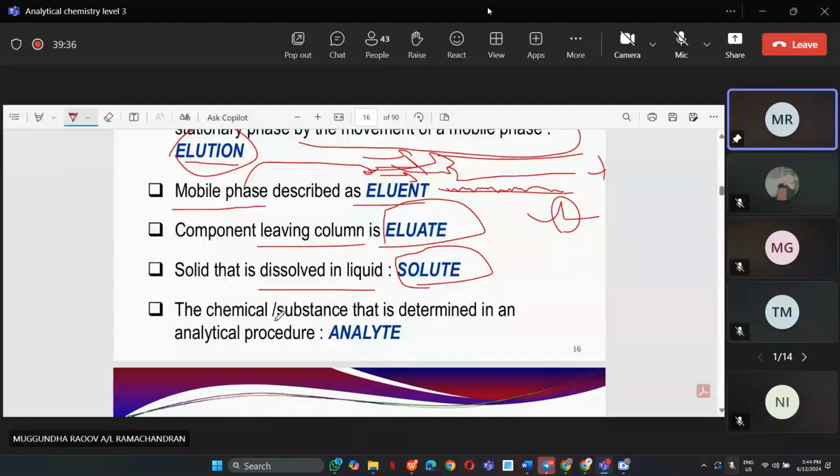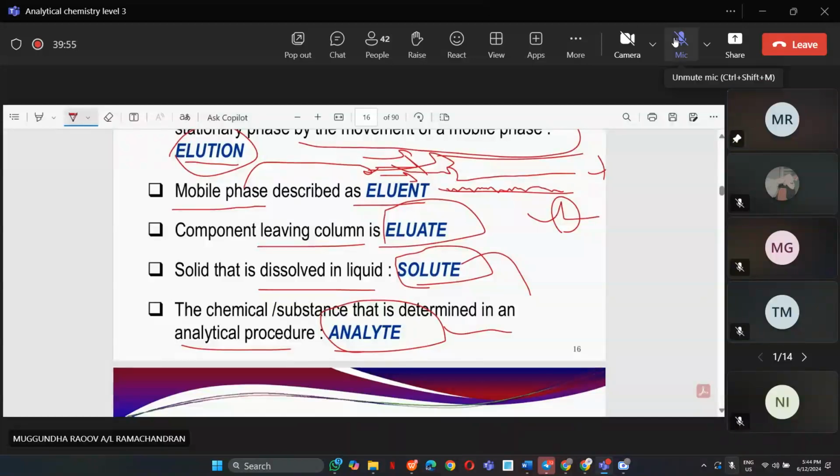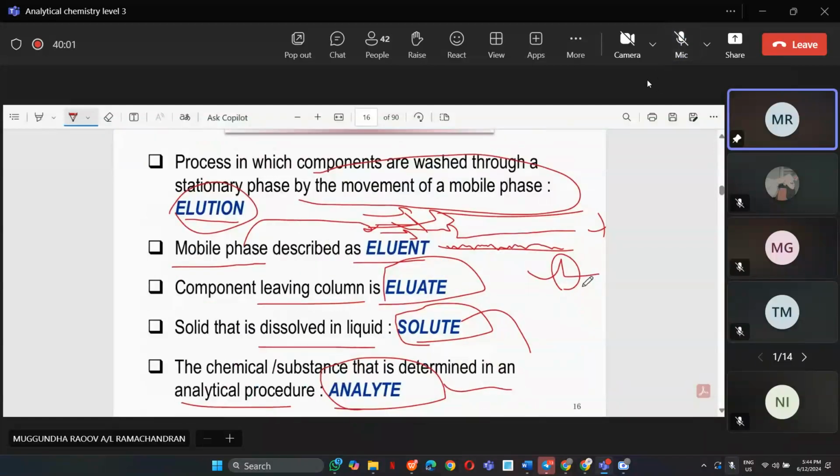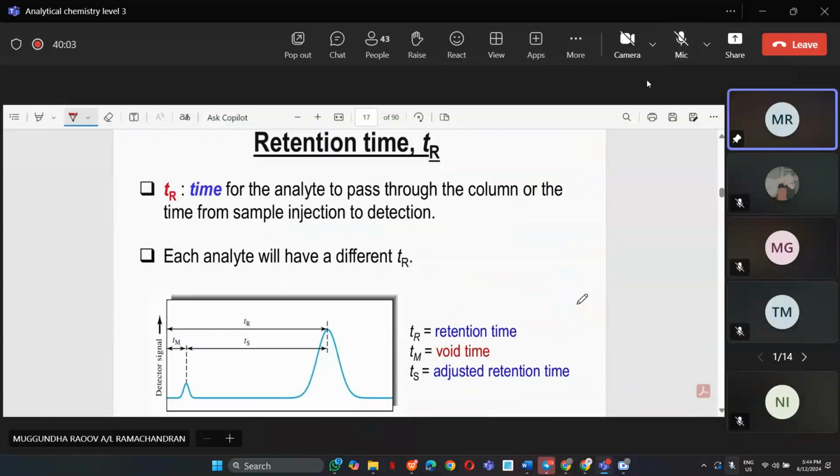The chemical or substance that we are determining in the analytical procedure, we call the analyte. So class, paraben is the analyte. We dissolve paraben in methanol, so the solute is methanol. That is the difference. Clear or not, class? So far so good. Okay, good. Now, retention time.